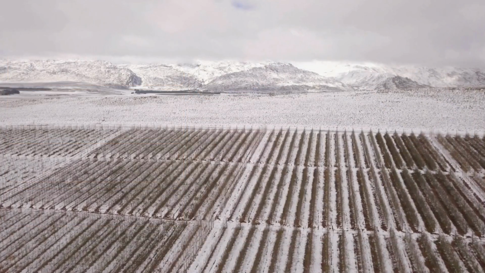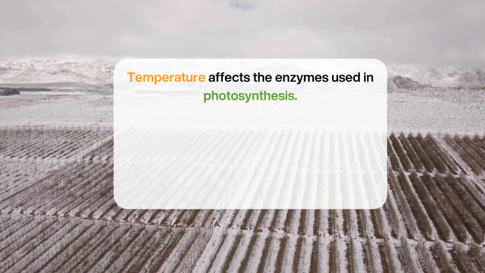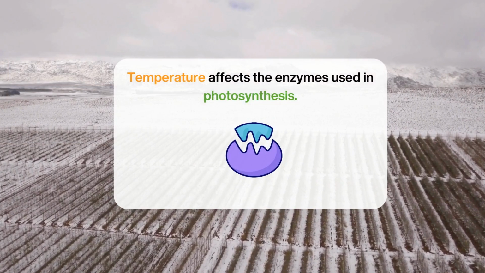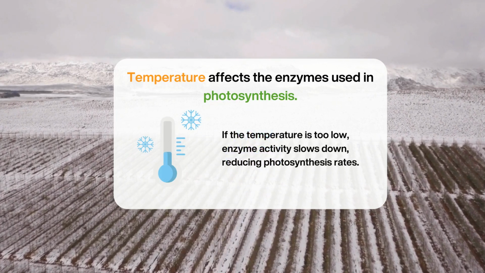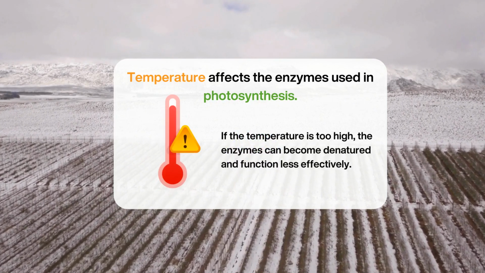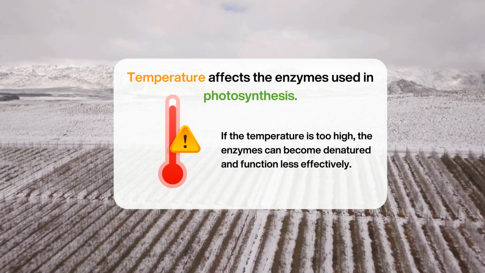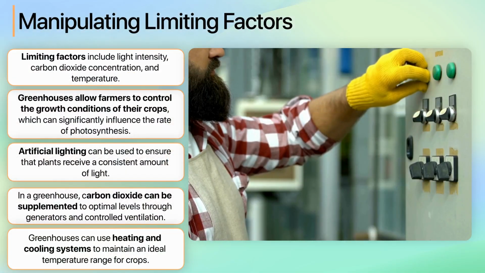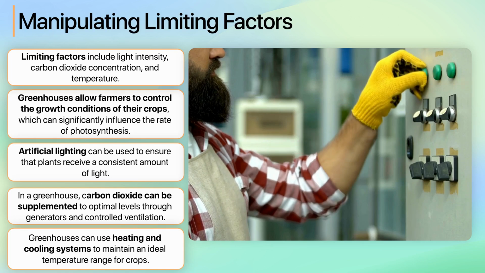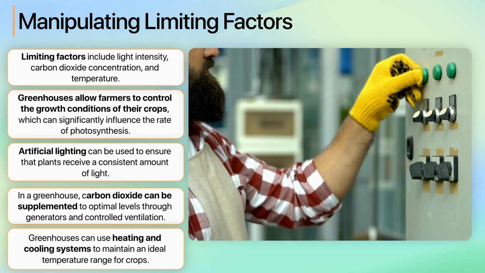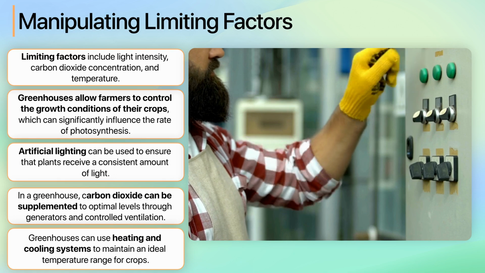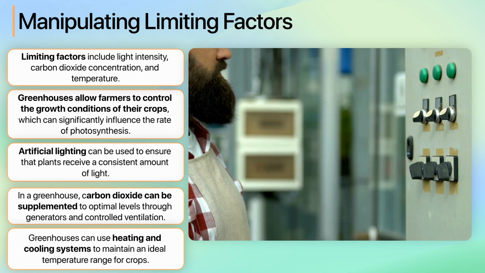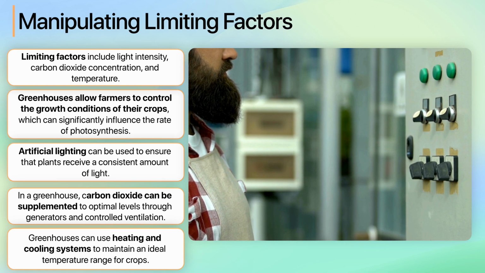Finally, let's take a look at temperature as a limiting factor. Temperature affects the enzymes that are used in photosynthesis. If the temperature is too low, enzyme activity slows down, reducing photosynthesis rates. Conversely, if it's too high, the enzymes can become denatured and function less effectively. Greenhouses can be equipped with heating and cooling systems to maintain an ideal temperature range for crop growth. Automated systems can adjust temperature settings based on the time of day and external weather conditions. Greenhouses therefore provide many methods of controlling the limiting factors of light, carbon dioxide concentration, and temperature.